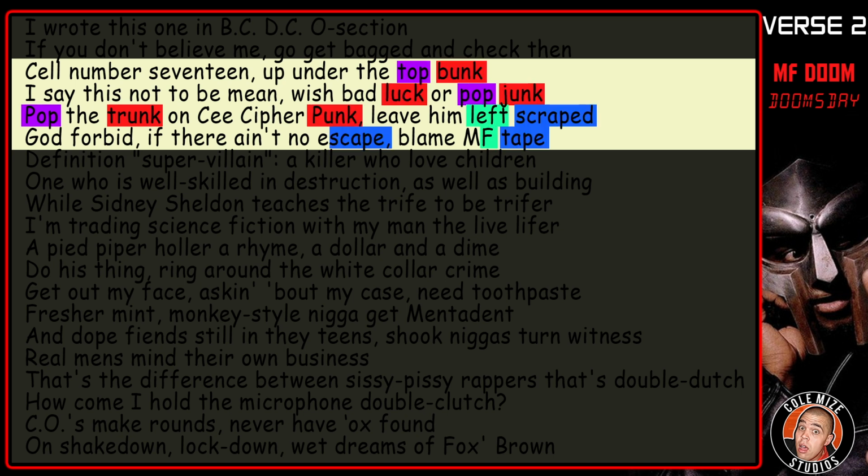Cell number 17 up under the top bunk. I say this not to be mean, was bad luck a pop junk. Pop the trunk on C-Cypher punk, leave him left scrape, God forbid. If ain't no escape, blame him left tape.